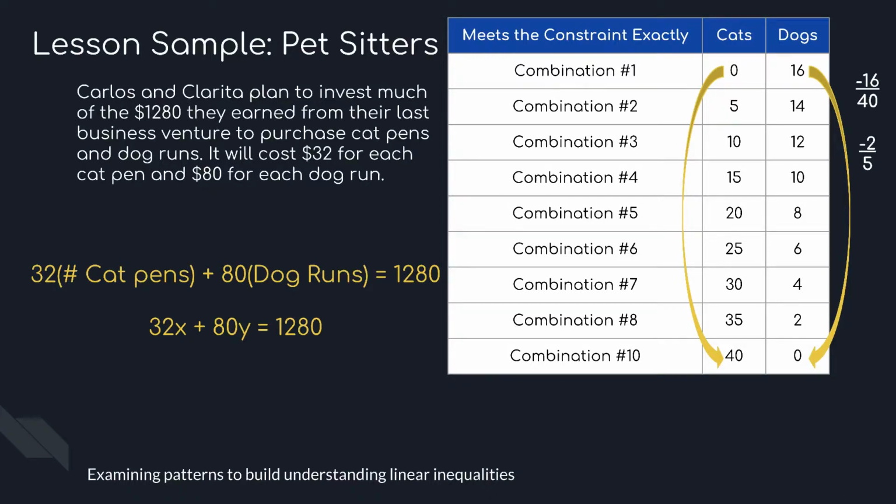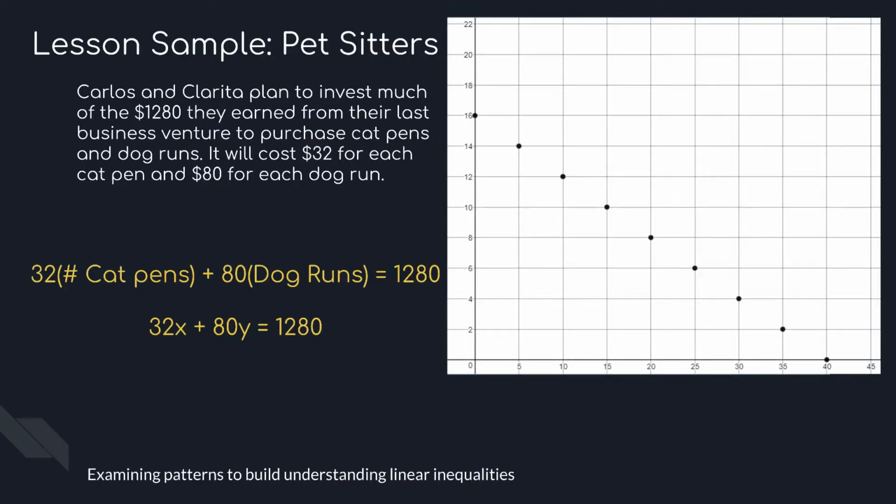We can now graph these ordered pairs on a coordinate plane and make some observations. One of the observations that students will make very quickly is that we have a pattern that looks like a line. In this case, we've graphed these as discrete pairs. The reason that we've graphed this as discrete pairs is we wouldn't have half of a cat pen or a third of a dog run. For a later portion of this video, we will be representing this boundary line as a continuous function.